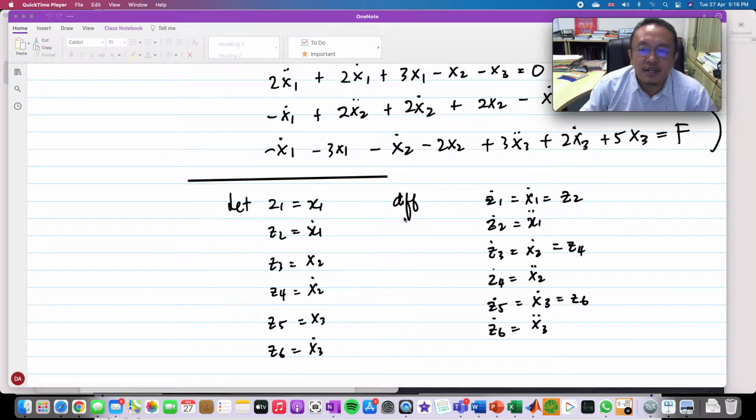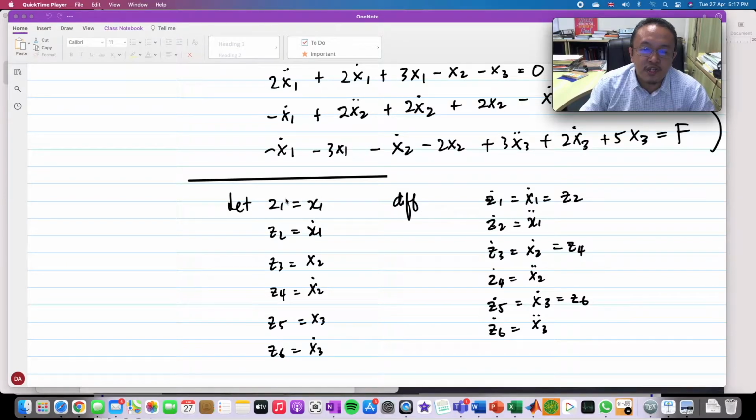parameters. So our state equation, our state variables. Therefore, our state variables are Z1 equals X1, Z2 equals X1 dot, Z3 equals X2, Z4 equals X2 dot, Z5 equals X3, and Z6 equals X3 dot.